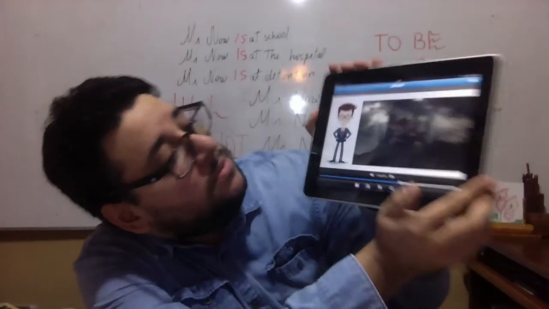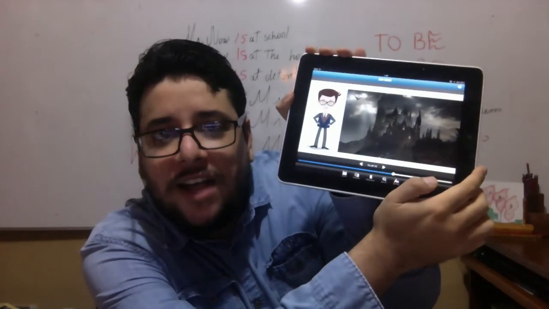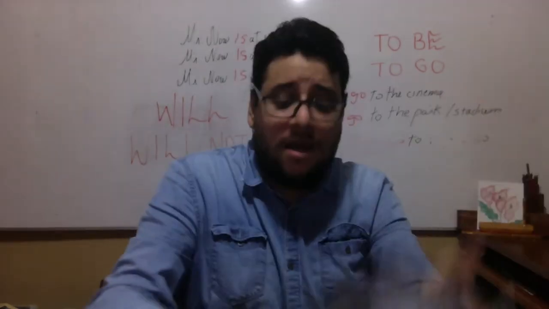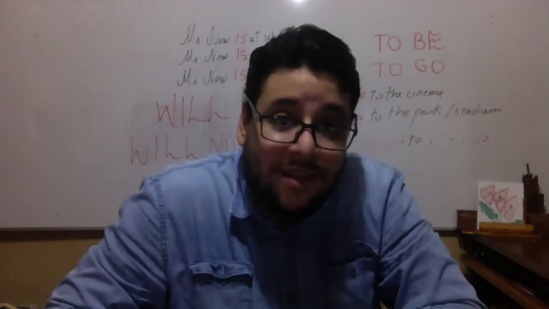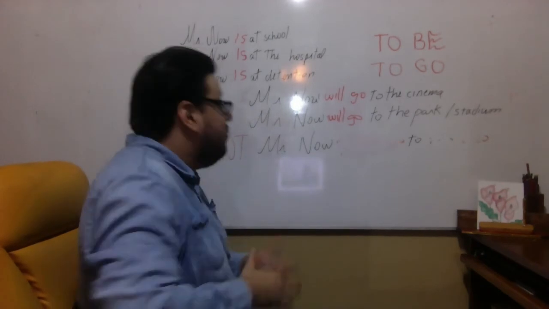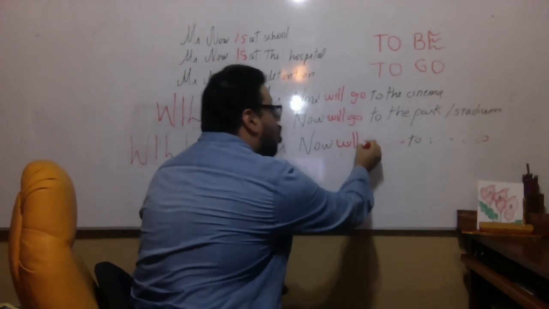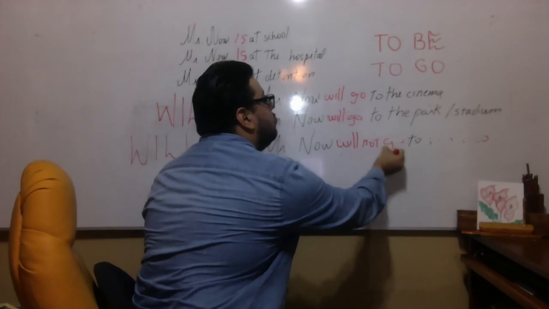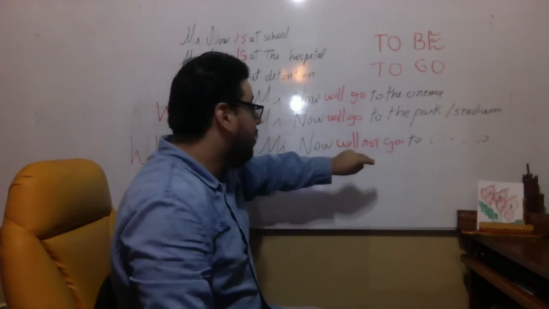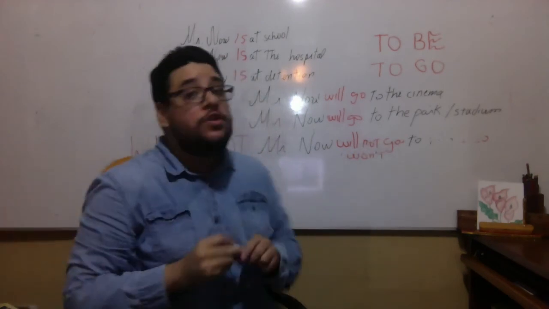So, what do you say? I will say this is a vampire castle. So Mr. Now doesn't want to go to a vampire castle. I know I don't. So we use the verb will and we add not. This is a structure. Mr. Now will not go. We add the verb. We can also make a contraction. We can combine these words. Mr. Now won't go to the vampire castle.